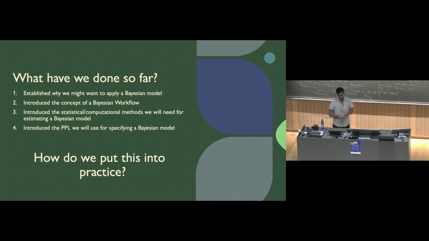All right, so far we've established why we might want to use a Bayesian model. We've talked about this idea of Bayesian inference and what it really adds to modelling. We've touched on the concept of a Bayesian workflow, what we want to achieve, and the principles behind a workflow. We've covered some of the key statistical methods. So remember, this is the MCMC and these two sources of bias, finding the distribution and exploring it. And we've also done a crash course introduction to Stan.